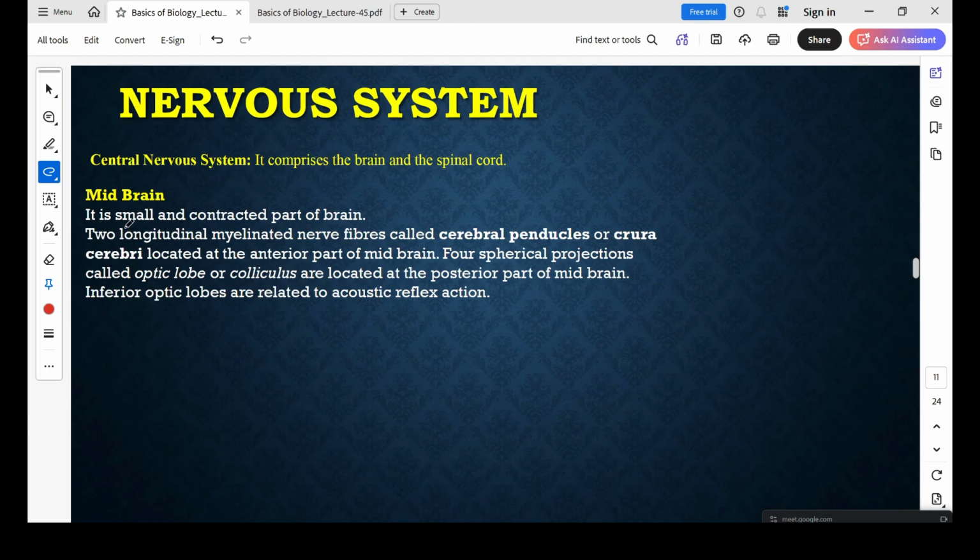Next is the midbrain. It is a small contracted part of the brain. Two longitudinal myelinated nerve fibers called cerebral peduncles or crura cerebri are located at the anterior part of the brain. There are four spherical projections called optic lobes or colliculi located in the posterior part of the midbrain, and inferior optic lobes, which are related to acoustic reflex action, are also present in the midbrain.